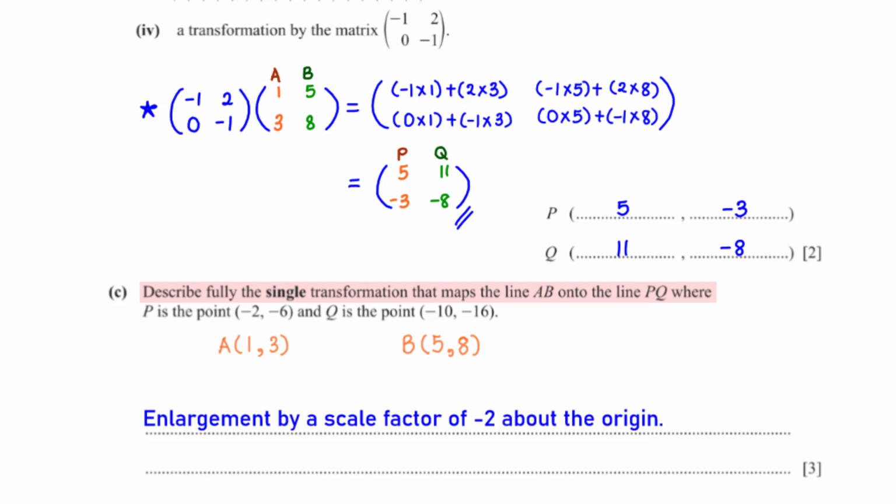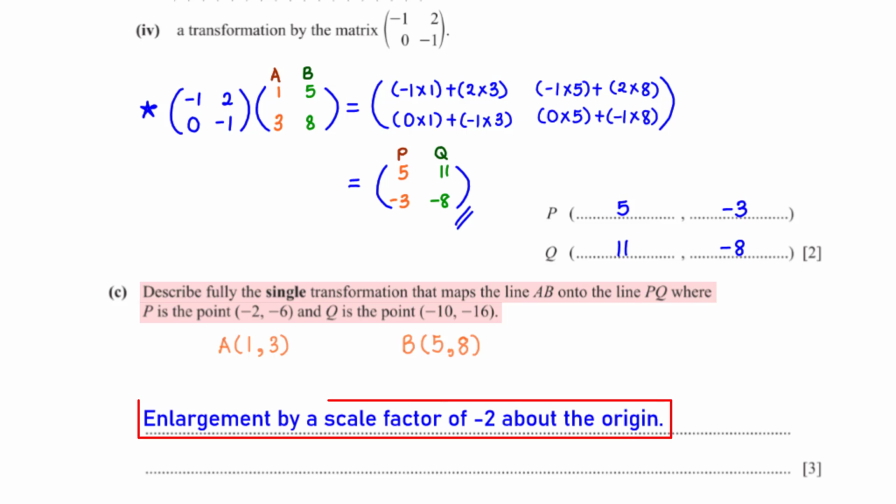Describe fully the single transformation that maps the line AB onto the line PQ, where P is the point -2, -6, and Q is the point -10, -16. Notice that when we multiply the x and y coordinate of point A by -2, we get the x and y coordinate of point P. The same applies for points B and Q as well. This means the transformation that maps AB onto PQ can be described as enlargement by a scale factor of -2 about the origin.